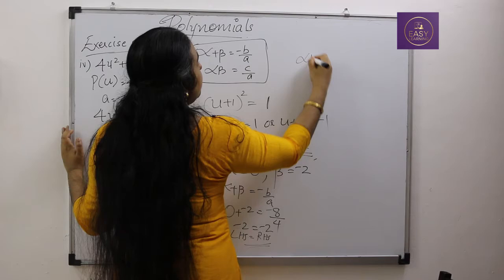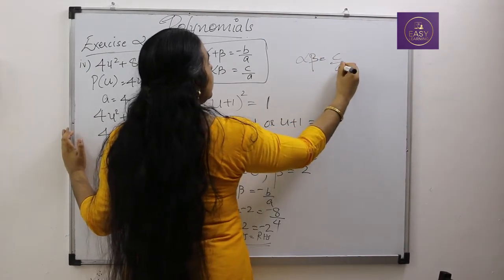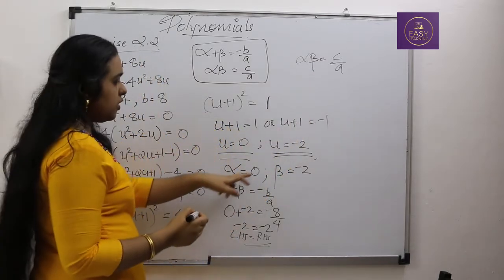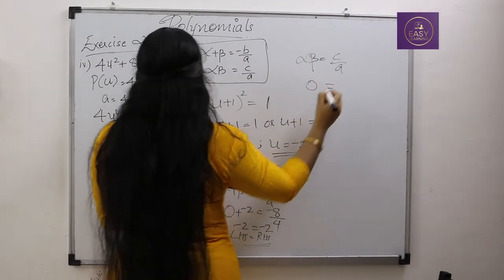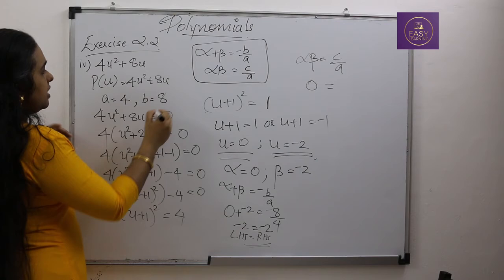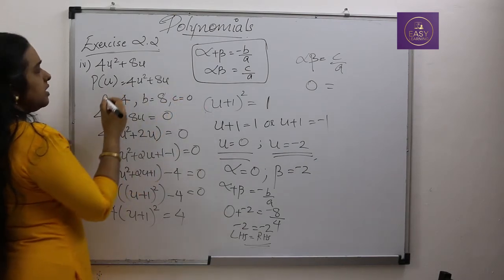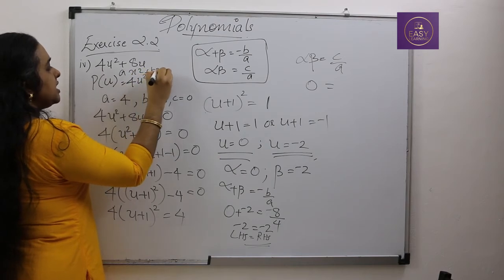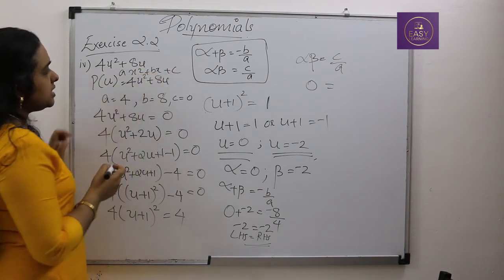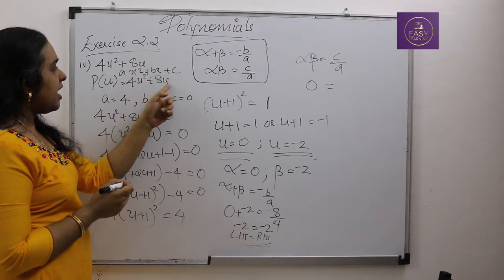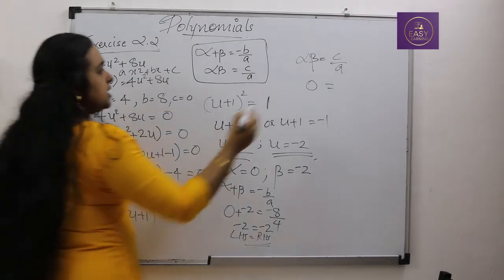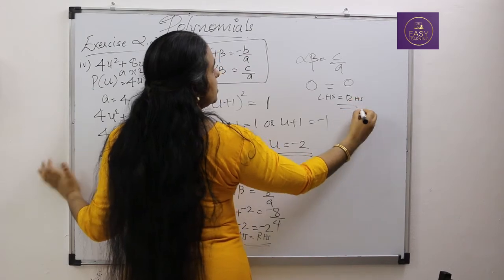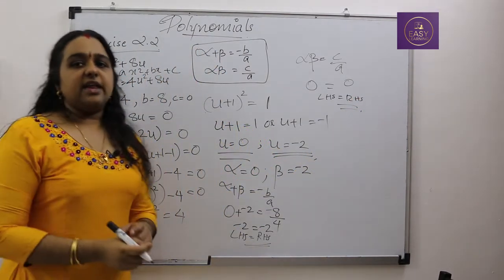The next is alpha beta equals c by a. Alpha beta means 0 into minus 2 is 0 equals c by a. What is the value of c? C equals 0, right? What is the general form? General form is ax square plus bx plus c. This is the general form of a quadratic polynomial. Here the value of c is 0. So c by a is also 0. LHS equals RHS. So it is also verified.